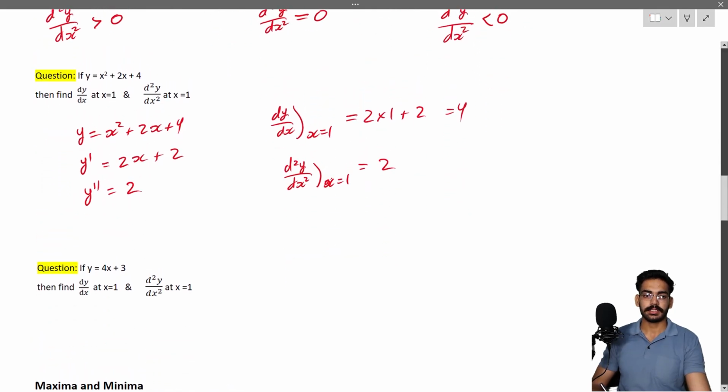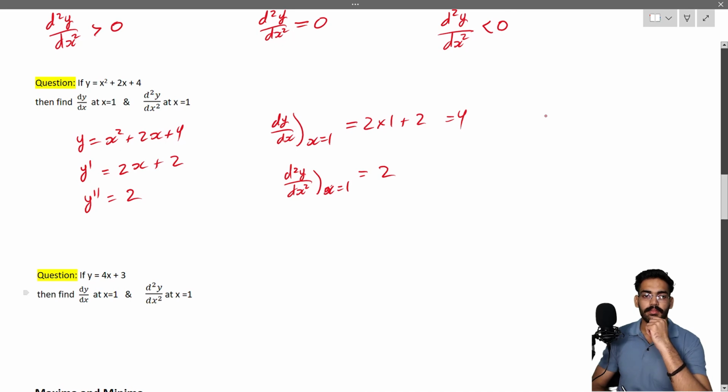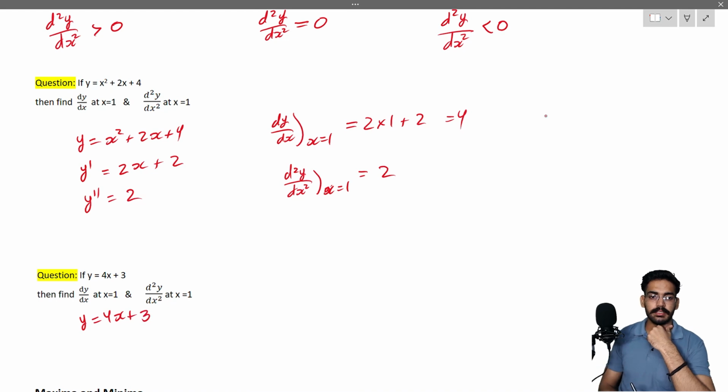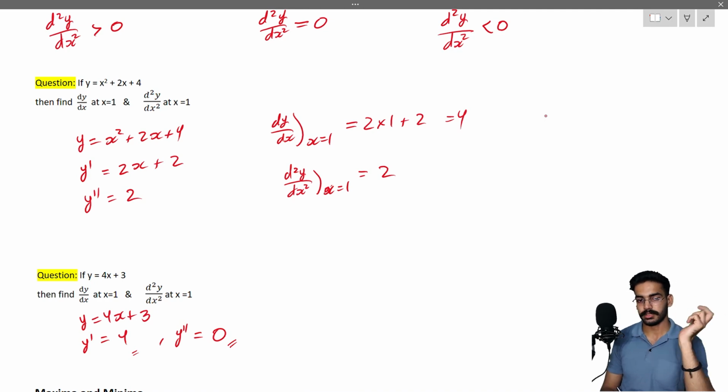Now let's see the next question. What is the next question saying? y equal to 4x plus 3. So if y equal to 4x plus 3, what can I say about y dash? y dash will be 4, and y double dash will be 0. So at any particular point y dash will be the same and y double dash will be 0 only. So that is my answer at any point. It is independent of x.